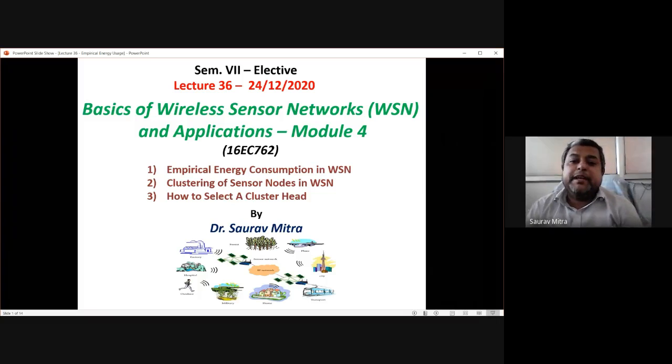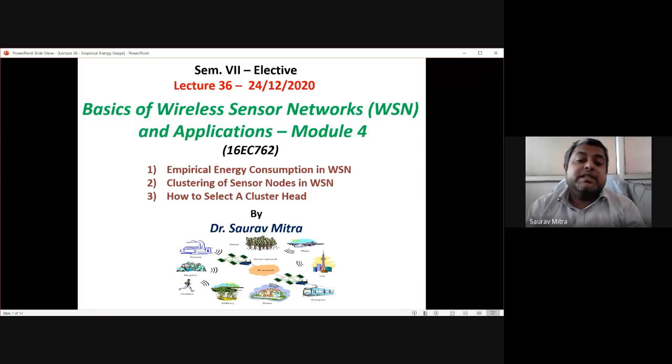First one is the empirical energy consumption formula, how to develop it in wireless sensor network, because we have seen that like ad hoc network, wireless sensor networks are also highly energy constrained. So how to save energy, and what are the parameters that are actually causing the energy depletion in every wireless node, that we are going to find out. So first there is the empirical energy consumption formula development for wireless sensor network. This question can be asked for 10 marks in the final exam.